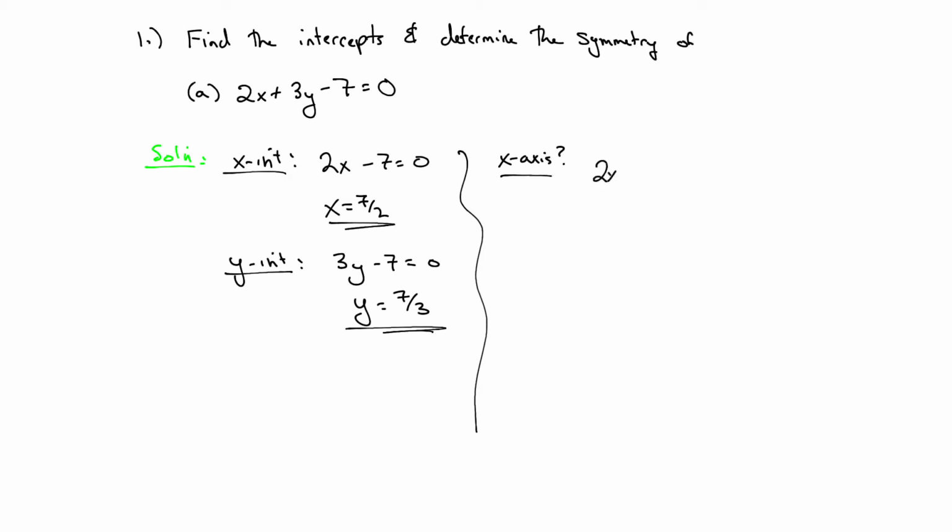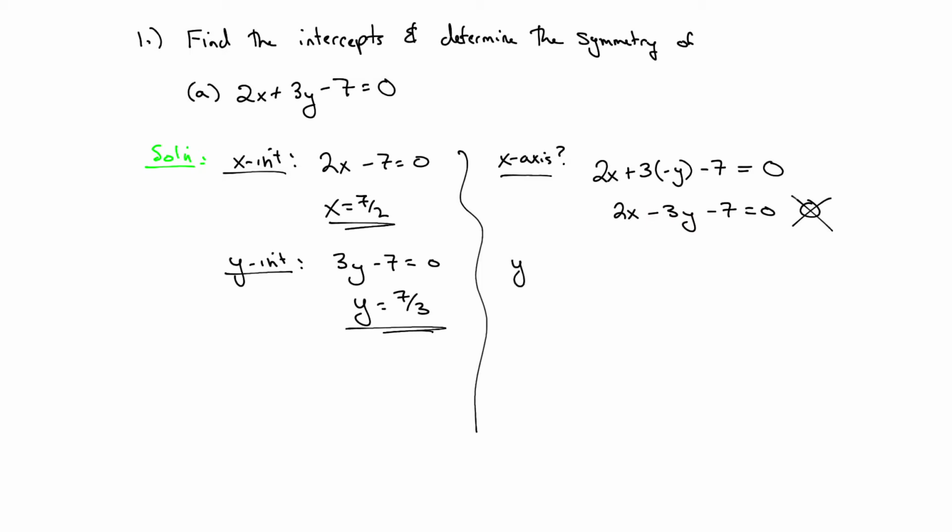So 2x plus 3 times negative y minus 7 equals 0. That gives you 2x minus 3y minus 7 is equal to 0, and that is not the same thing. We originally had 2x plus 3y, now we have 2x minus 3y, so it's not the same thing. So it does not have x-axis symmetry.